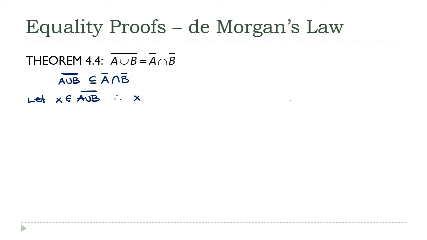Therefore, X is not an element of A union B. Therefore, X is not an element of A, and X is not an element of B. If it's not in the union, then it's not in either of them. Well, if X is not an element of A, then X is an element of the complement of A. And if X is not an element of B, then X is an element of the complement of B.